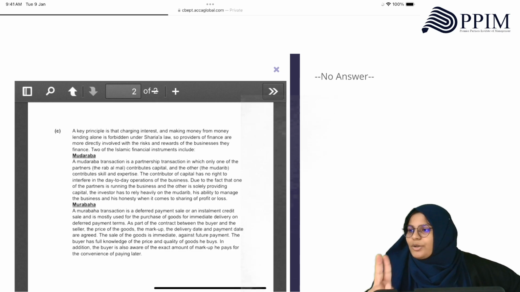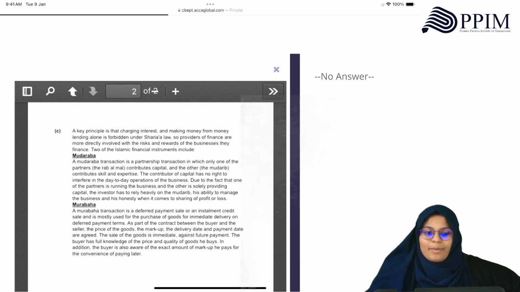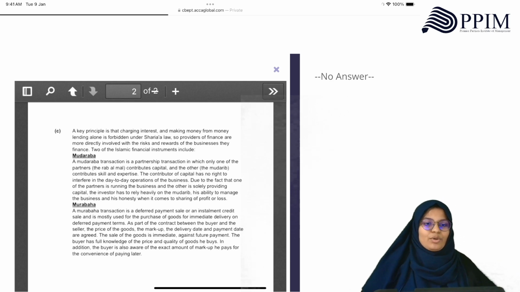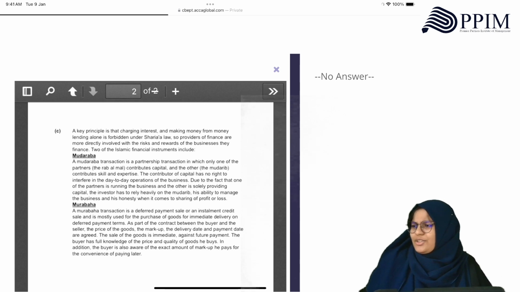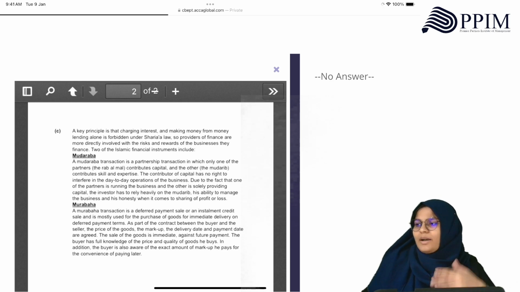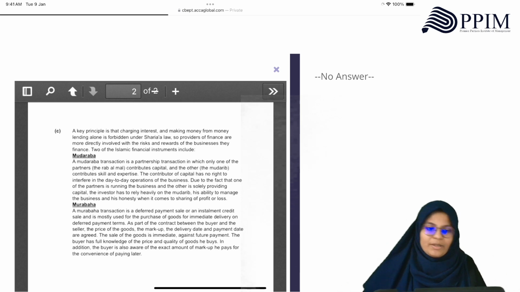C was to talk about 2 Islamic financial instruments. So they are talking about Mudaraba and Murabaha. It says here, a key principle is that charging interest and making money from money, lending a loan, is forbidden under Sharia law. So providers of finance are more directly involved with the risk and rewards of the business. You can choose any 2: Murabaha, Mudaraba, Sukuk, Musharaka, anything is fine, whatever you are comfortable with.